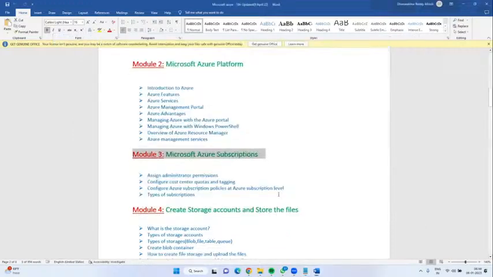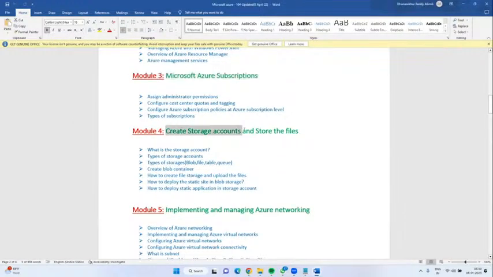Next, another model: create a storage account and store the files. What is a storage account? What is the alternative for storage? You people frequently use something to store your personal data, images, etc. Maybe hard drive, pen drive, OneDrive, Google Drive. Same way, Microsoft introduced the storage account where we can store TBs and TBs of data.